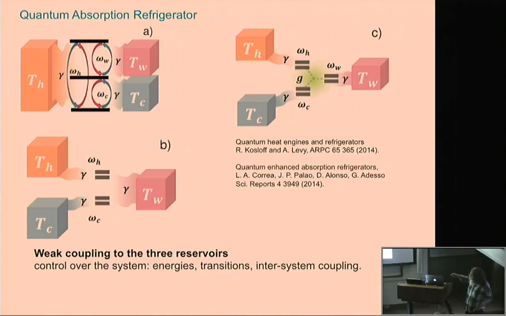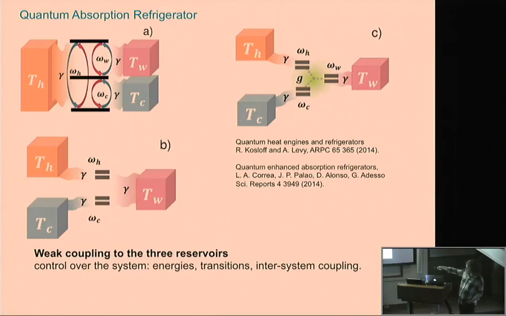So again, this is the regular design, which is based on the weak coupling assumption, essential for the operation of this system. You really want every bath to individually couple to a certain transition. You don't want to mess it up. So the cold bath should only couple to this transition, the work reservoir only to this one, and the hot to this one. And there were other designs considered in this paper.